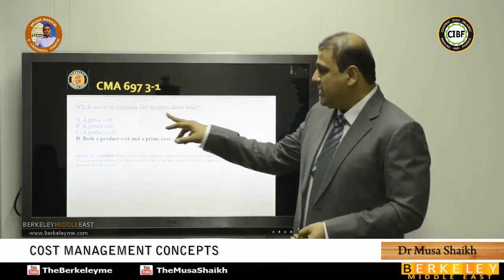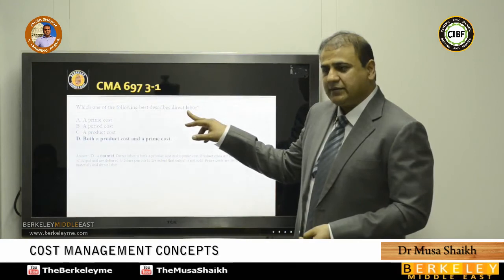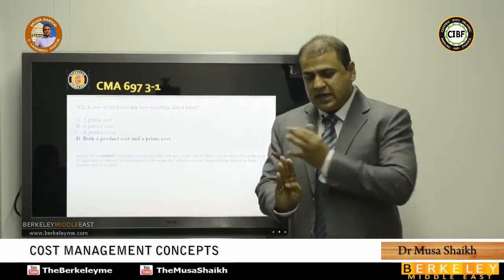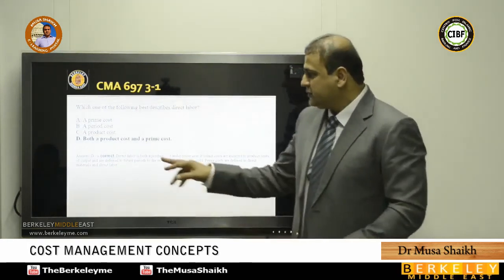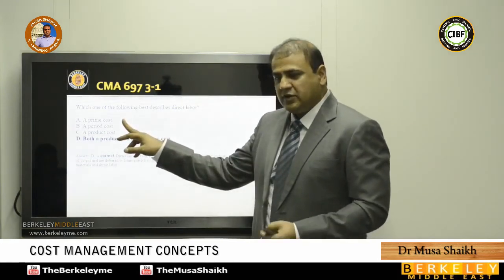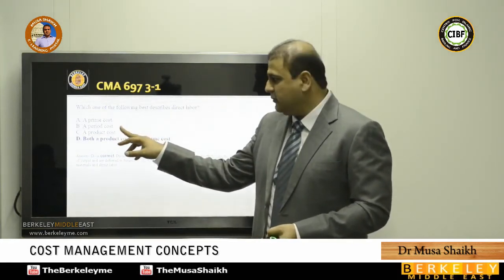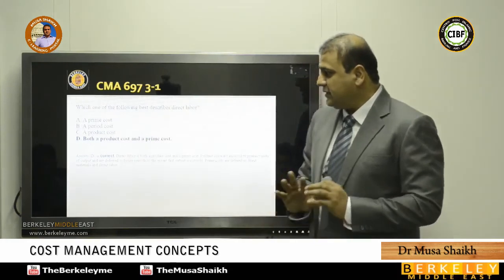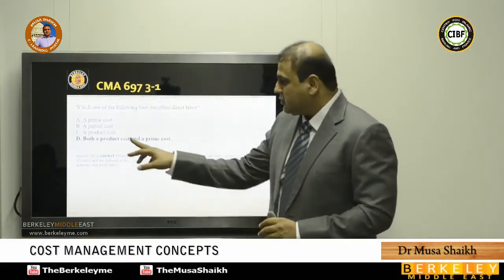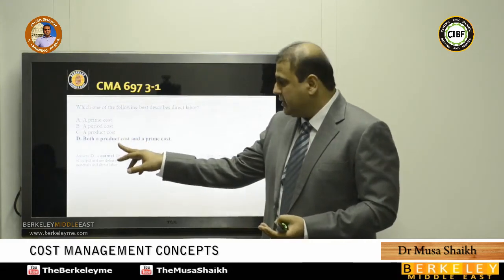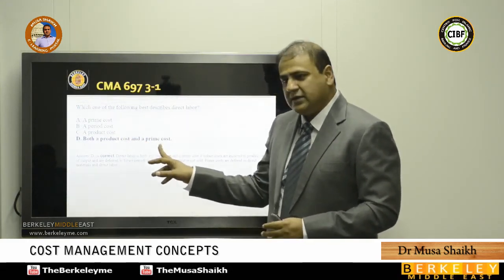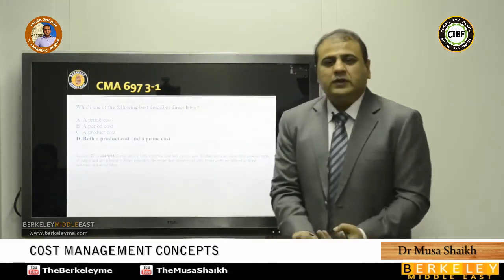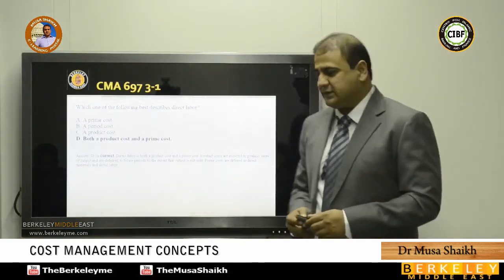Which one of the following best describes direct labor? If you remember the slide, direct labor is common between prime cost and conversion cost. Prime cost includes DL, yes, because DM and DL are your prime cost. Period cost is generally the overheads, right? Product cost is DM, DL. So both product cost and prime cost is the right option. A and C are both true, but D covers both, so that is the most likely answer.